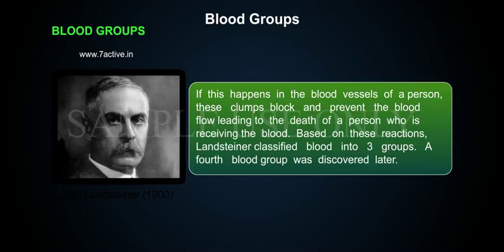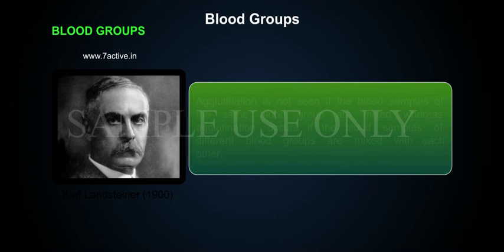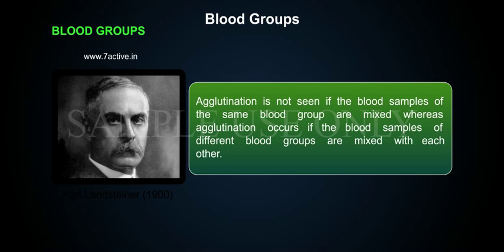Based on these reactions, Landsteiner classified blood into three groups. Later, a fourth blood group, AB, was discovered. Agglutination is not seen if blood samples of the same blood group are mixed, whereas agglutination occurs if blood samples of different blood groups are mixed with each other.